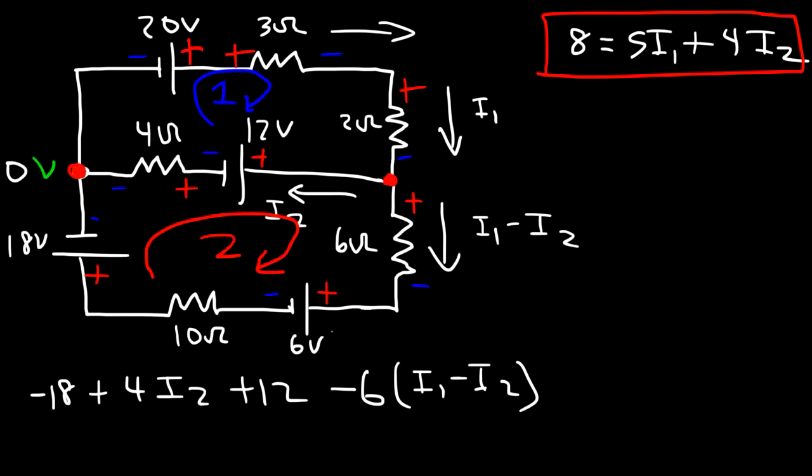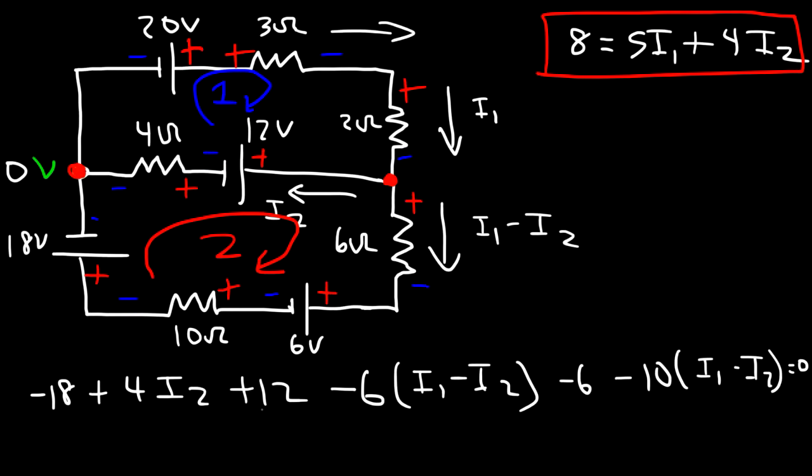Next, we're going to go through this 6 volt battery from positive to negative, so we're going towards the lower potential, and that's going to be a voltage drop of 6. And then since the current is going in this direction, this is going to be the positive terminal of the resistor and the negative terminal of the resistor. So we're going from high potential to low potential in the direction of the current. So that's a voltage drop of 10 times I1 minus I2. And all of this is equal to 0.